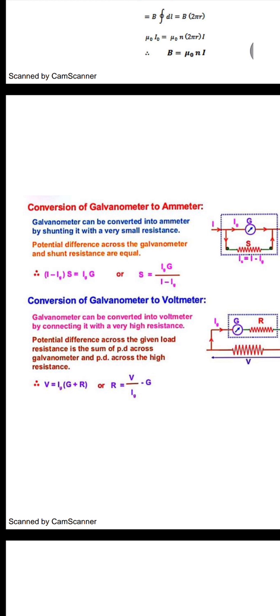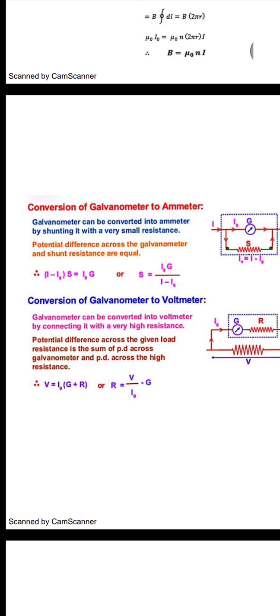voltmeter and the ammeter. We know that the galvanometer is a sensitive part. It can calculate the voltage, or the potential difference, and it can calculate the current also. So can the galvanometer be converted into the ammeter as well as the voltmeter? How can we convert it?